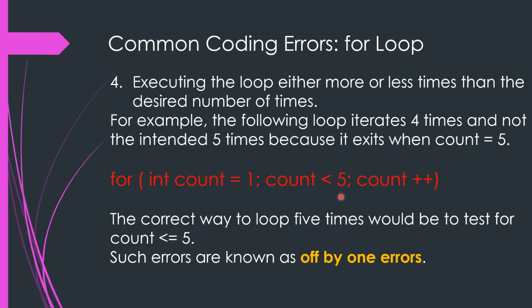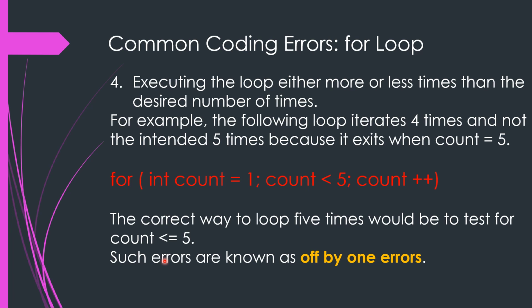But the mistake that we have committed is we have provided the wrong relational operator. We have provided less than, whereas we must have provided less than or equal to, so that the loop could iterate 5 times. But now, since we have provided only less than operator, so what will it do? It will only execute it 4 times and not 5 times. So the correct way would be to write it count less than or equal to 5.